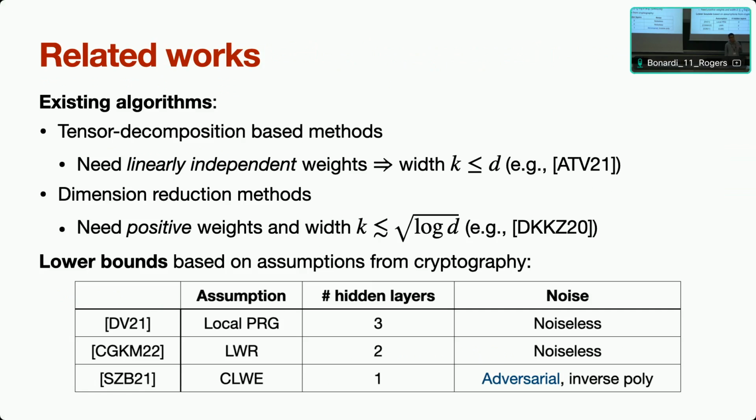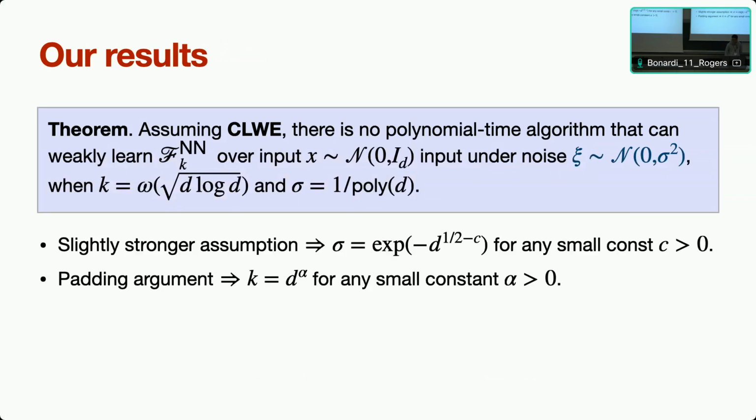Other questions? Hi, you mentioned that you need some stronger assumption than CLWE to get an even smaller bound on sigma. So what's that?